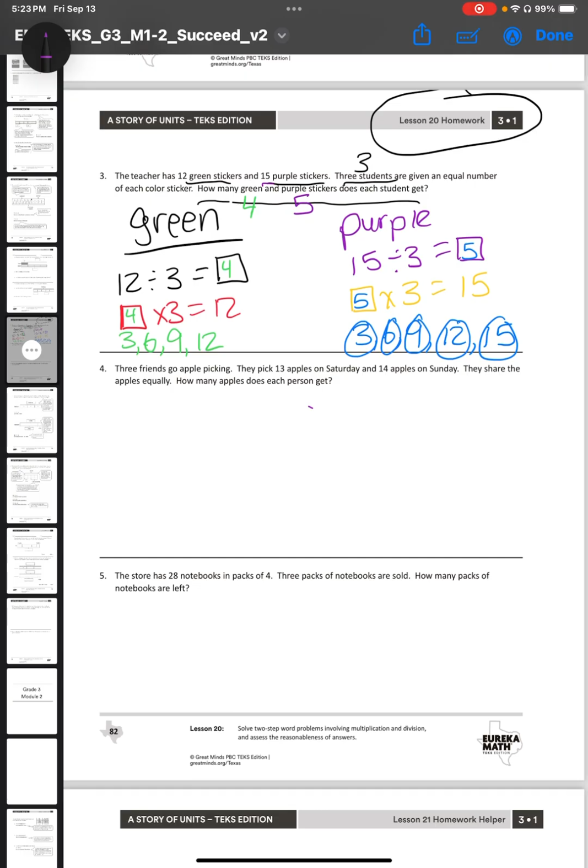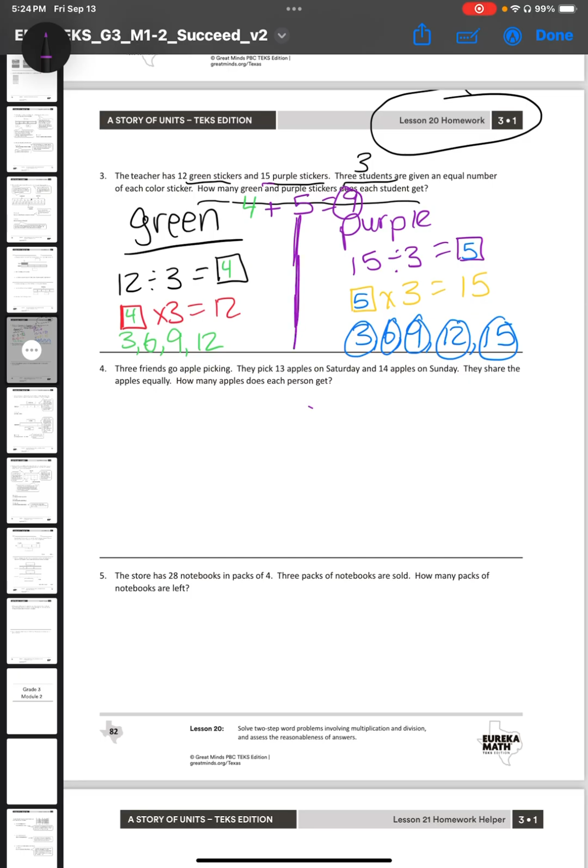Now, if they're asking how many green stickers they get, you would say 4. How many purple stickers? 5. If they want a total number of stickers, we're going to combine 4 and 5 together. 4 plus 5 is 9. So each student got a total of 9 stickers. 4 were green, 5 were purple.